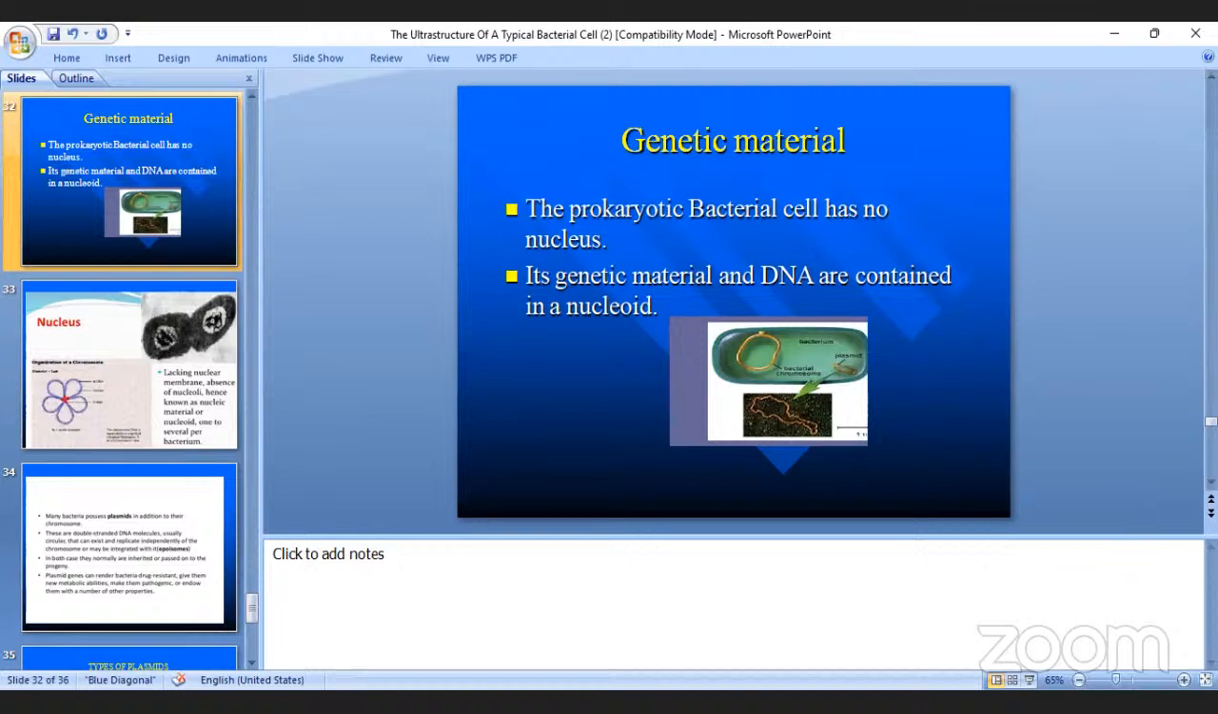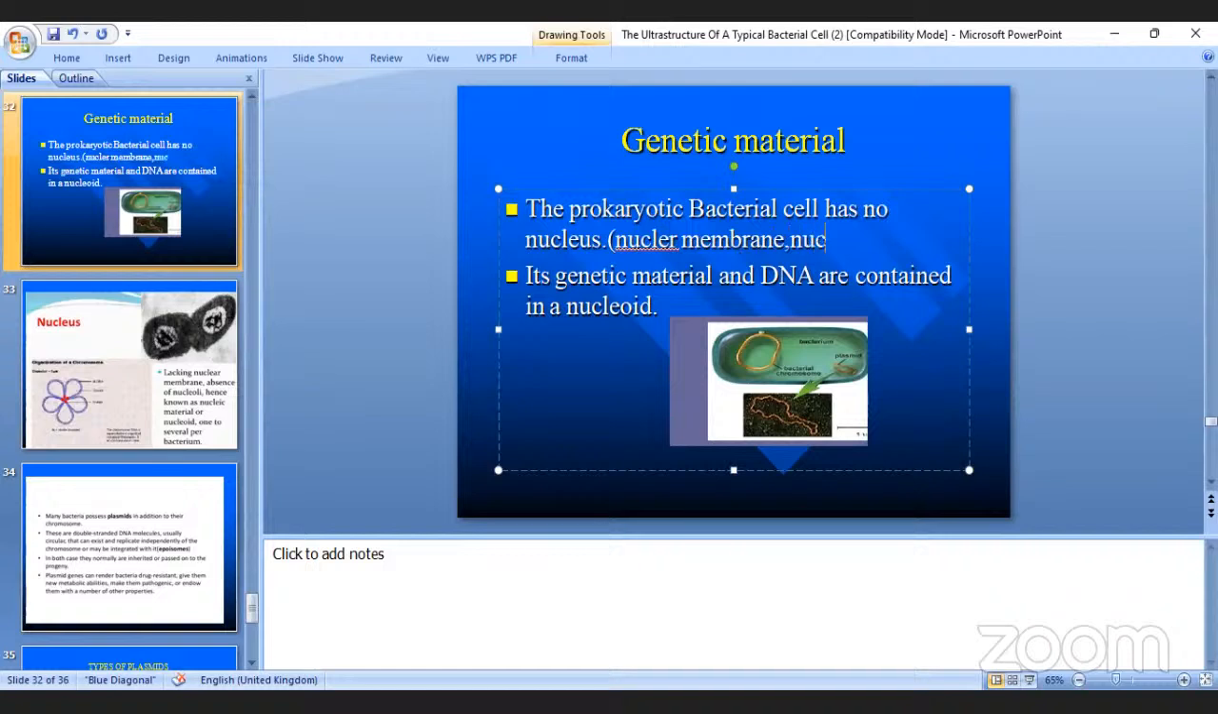The prokaryotic bacterial cell has no nucleus. Remember the words inside the bracket: nuclear membrane, nucleolus. Just wait, are you seeing my typing? Nuclear membrane and nucleolus. The genetic material, DNA, is contained in the nucleoid, which is round shaped. Of course, there is no membrane and no nucleolus, but genetic material is present, as I told you earlier.